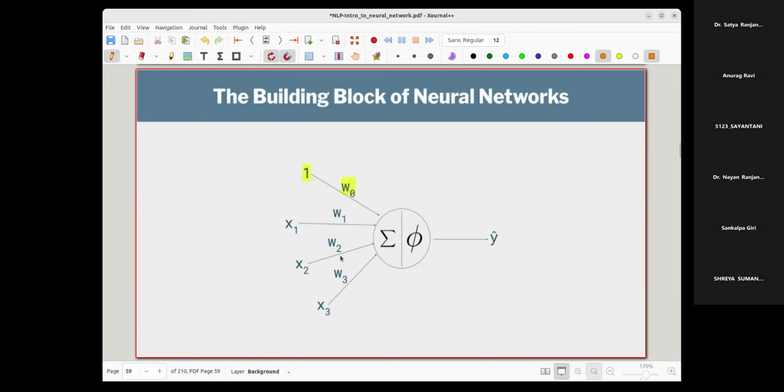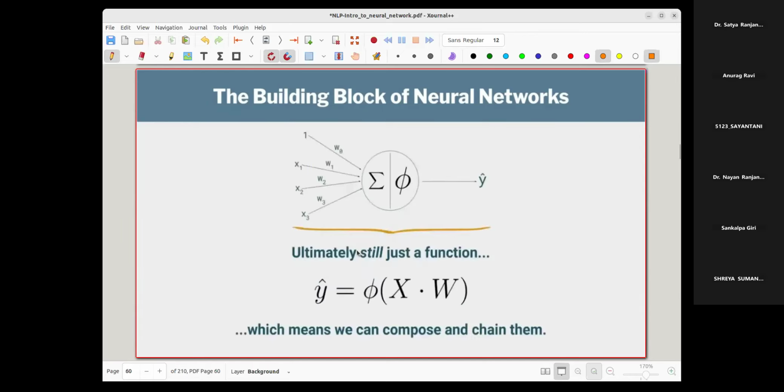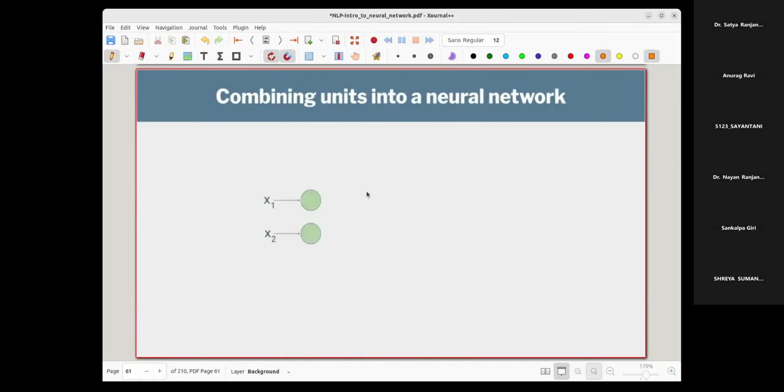If we write it like this, the function will be very simple. It will be only x into w. Plus b we have removed, because this x contains this 1. That means x now has 1, x1, x2, x3, and this w is w0, w1, w2, w3. Is it okay? So we can compose this type of neuron into many neurons, and it can create a network of neurons.